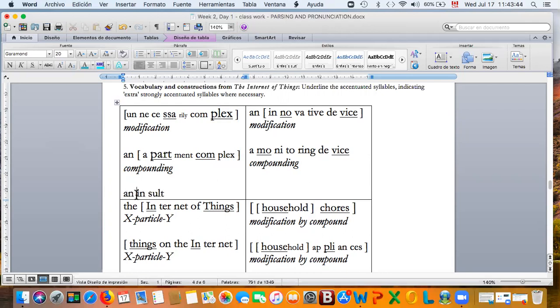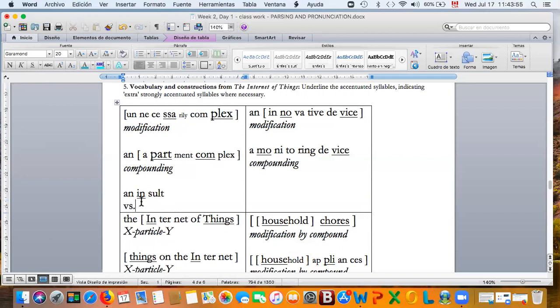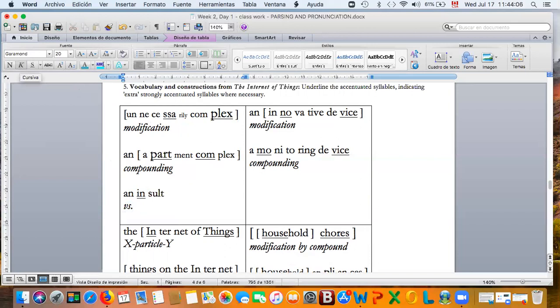That's a noun. An insult. But the verb exists as well. There's a verb that goes with this word. Well, related to it. I don't know which came first, the verb or the noun. Don't insult me. The accent is moved. So, insult. Well, it's the same kind of thing that's happening here.